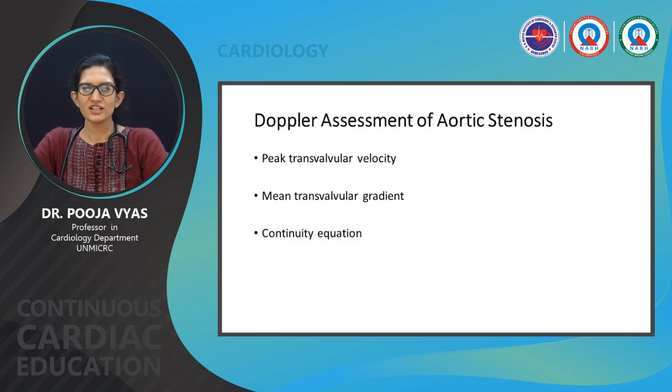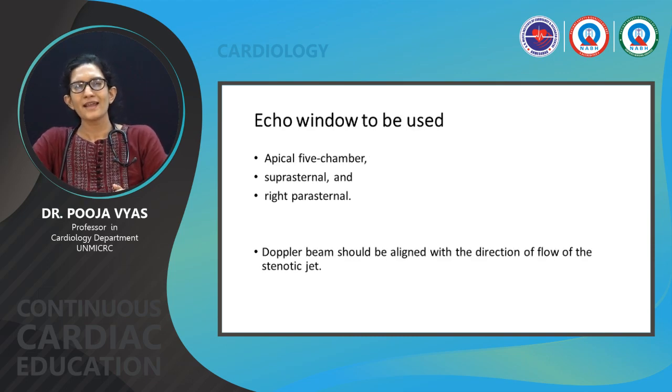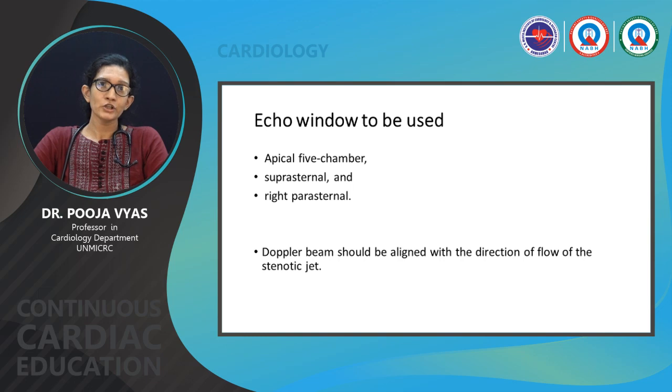Next comes quantification of aortic stenosis. Quantification starts with determination of the maximum velocity across the stenotic aortic orifice, and from that data we can calculate the maximum pressure gradient and mean pressure gradient across the aortic valve, and then comes the continuity equation. Accurate assessment of aortic stenosis depends on one's ability to record the maximum velocity across the stenotic aortic valve orifice. That is the reason we should estimate velocity in multiple echo windows.